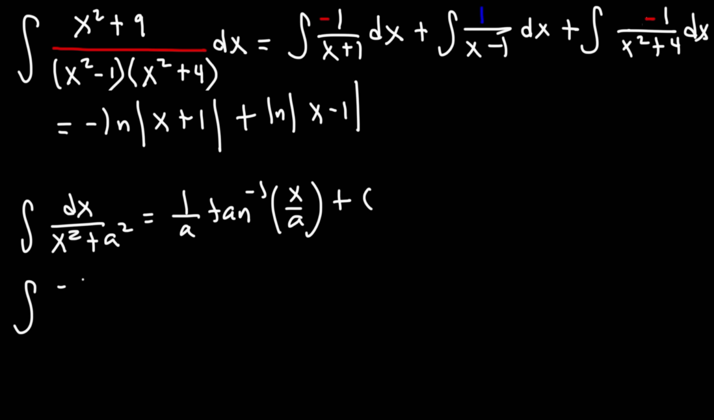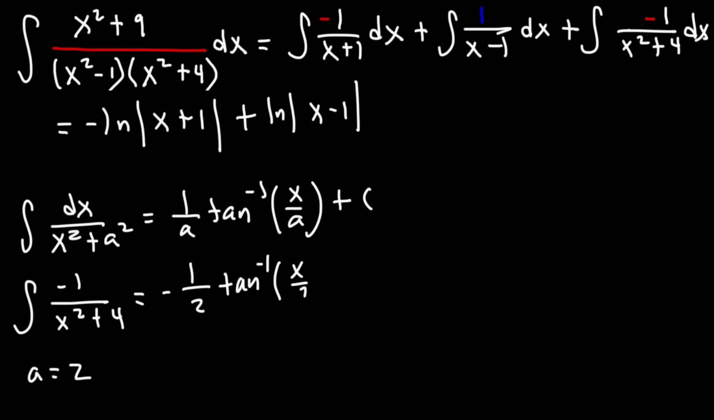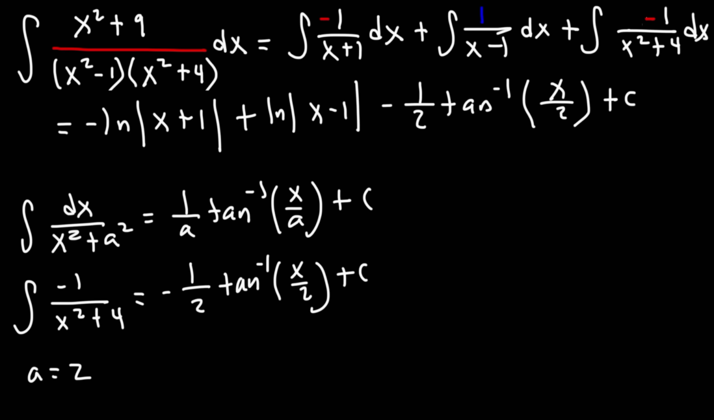So in this example, we can see that a squared is 4, so therefore a is 2. Now we do have a -1, so we need to put a negative here. So it's going to be -1 over a, or -1 over 2, arctangent x over 2 plus c. So that's going to be the integral of that expression. Now, if for some reason you're not allowed to use that formula and you have to show your work, here's what you can do.